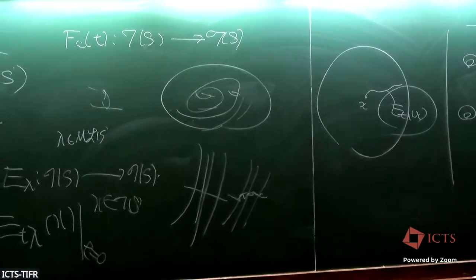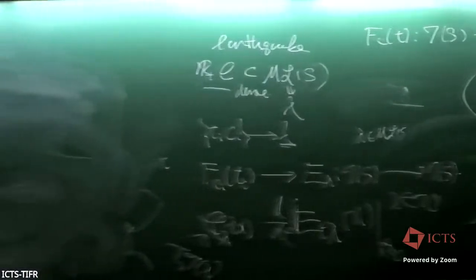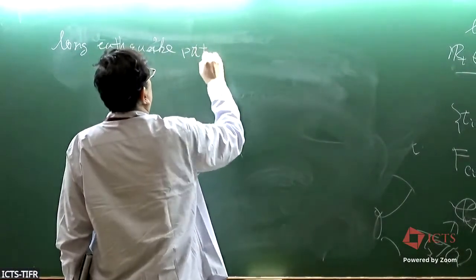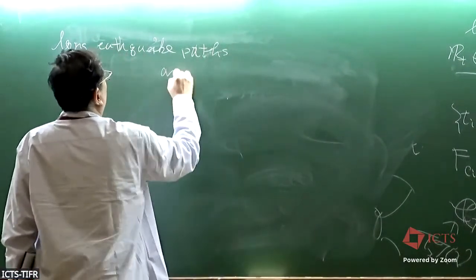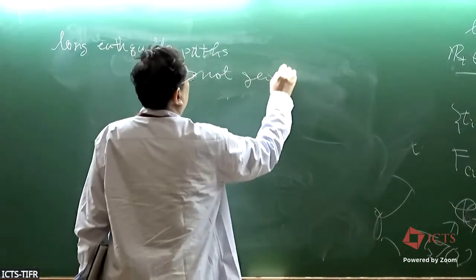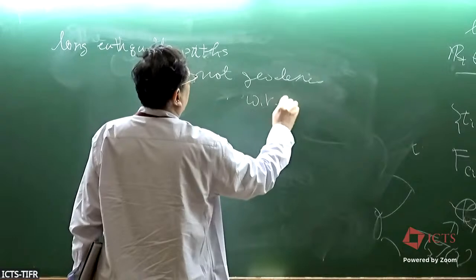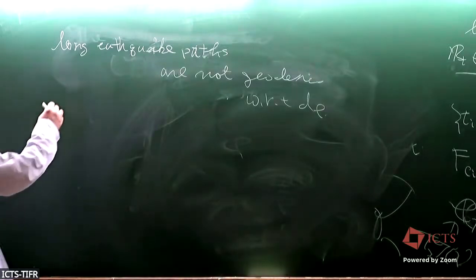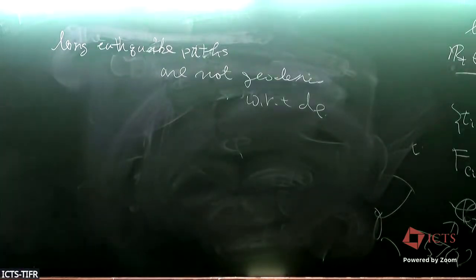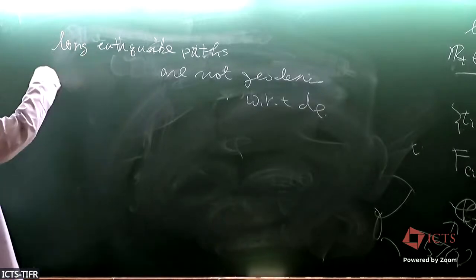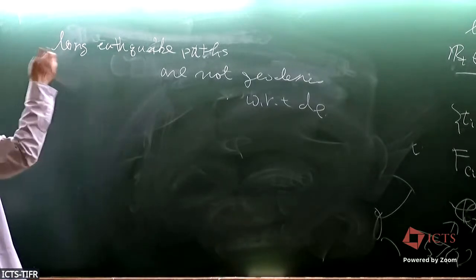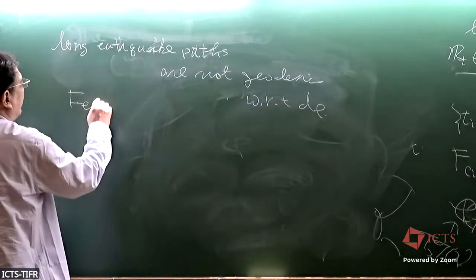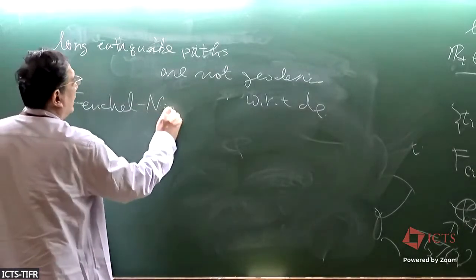So the long earthquake paths are not geodesic with respect to this earthquake distance function. So let me show you by an example. In general, this is a bit difficult to explain, but the Fenchel-Nielsen twist case is very easy to explain.